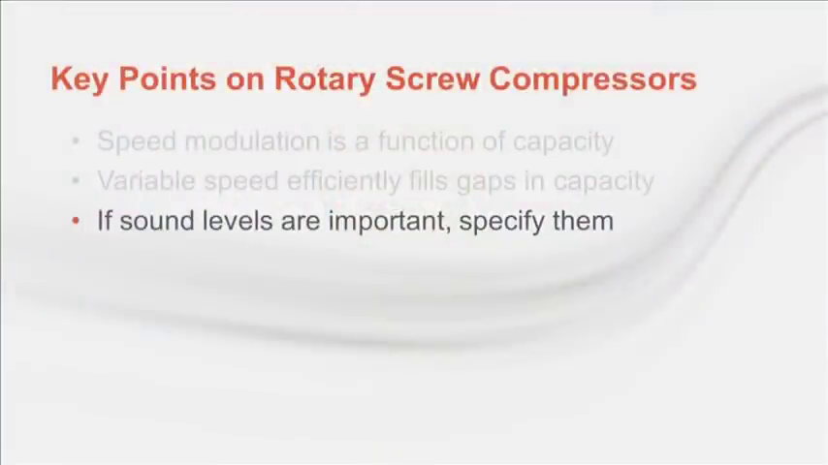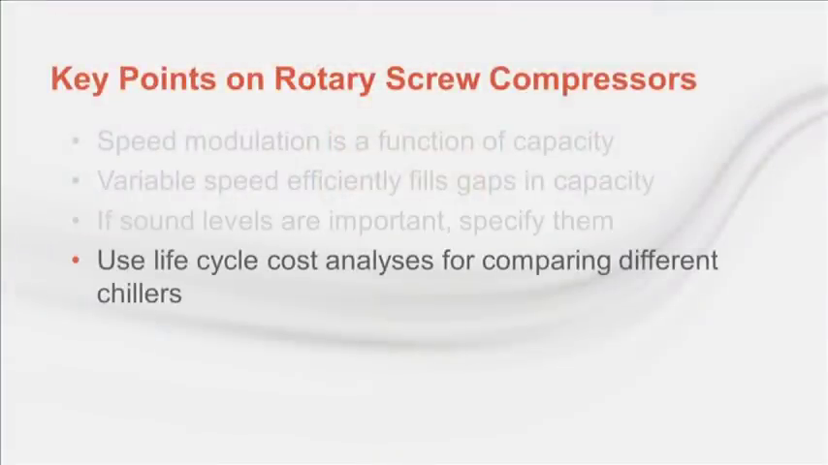When that occurs, it's best to write a specification that allows either compressor technology and use a life cycle cost analysis to compare chiller performance and other associated long-term costs. In short, select the better performer regardless of technology.